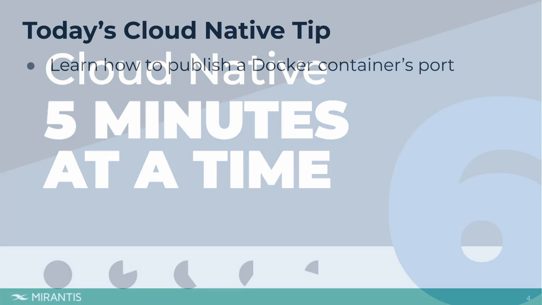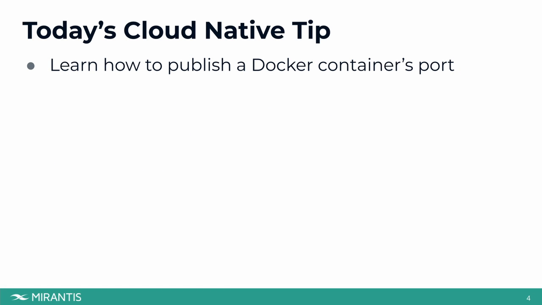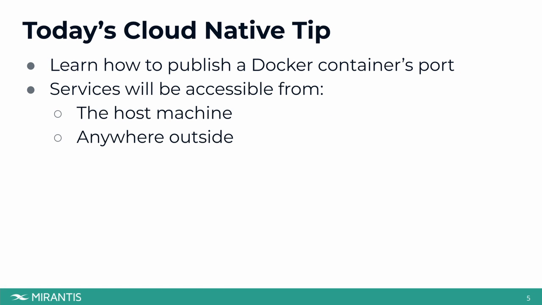In today's tip, we'll learn how to publish a Docker container's port, so its services are accessible from the host machine or anywhere outside. To get started, let's create a new container based on Docker Hub's official image for the Nginx web server. To do that, we'll use docker run, --name, we'll call this new container nginx-test.